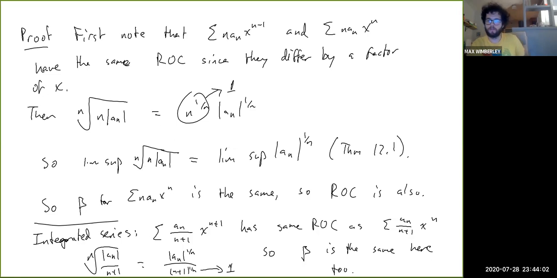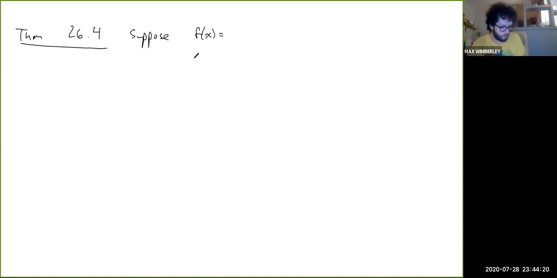So let's just quickly use this to deal with integration of power series. So theorem 26.4 is: suppose f of x equals the sum from n equals 0 to infinity of a_n x to the n, and this has radius of convergence R greater than 0. Possibly in this case, R could be infinite.